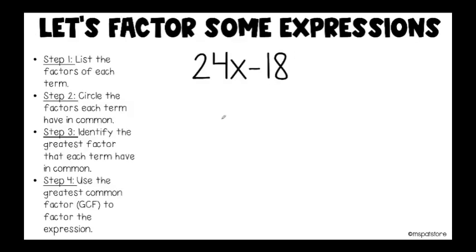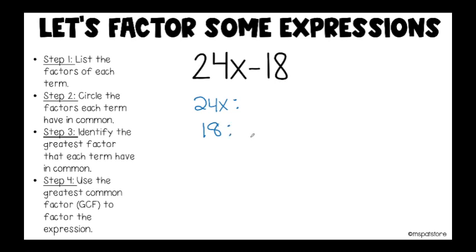Now that we got this little practice on listing factors of numbers, we're ready to factor some expressions. We're going to be following these 4 steps whenever we're factoring expressions by using the greatest common factor. Okay? So here it says 24x negative 18. In order for me to factor this expression, I need to, step 1, list the factors of each term. So I'm going to list the factors of 24x, I'm going to make a list here, and I'm going to list the factors of 18.